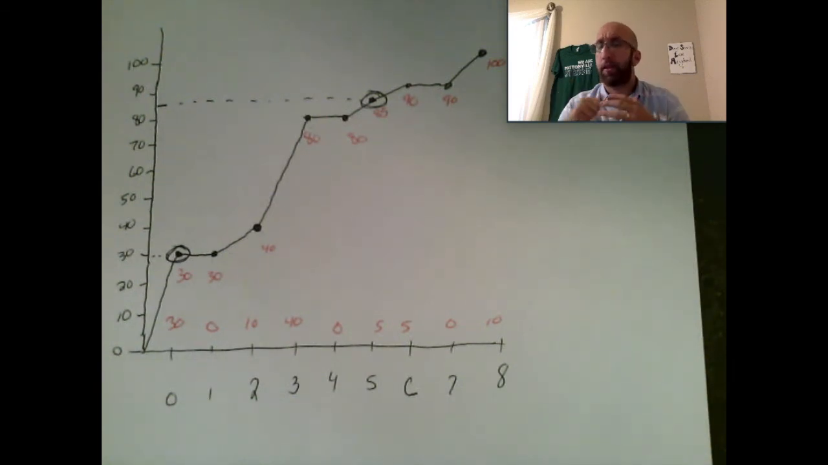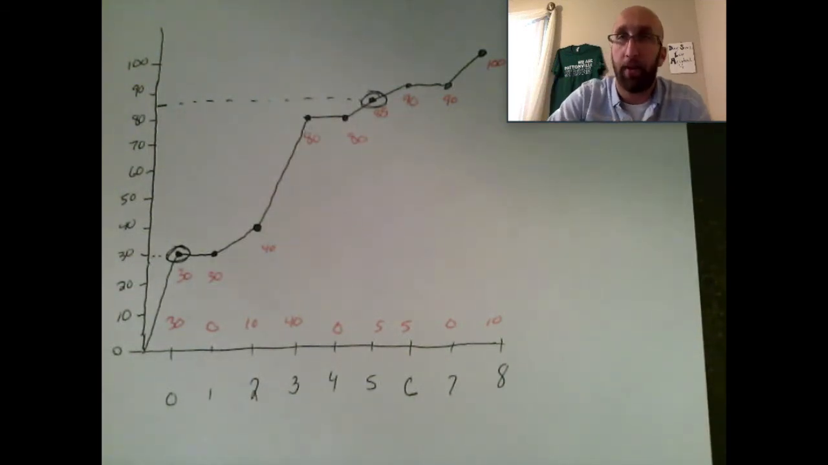So that is kind of how you're going to go through and figure out these Ogives, cumulative frequency plots. Lots of different questions that can be asked about them, but that is a basic interpretation.